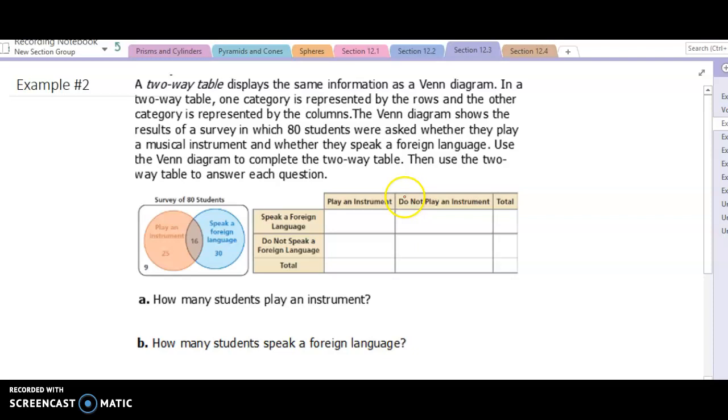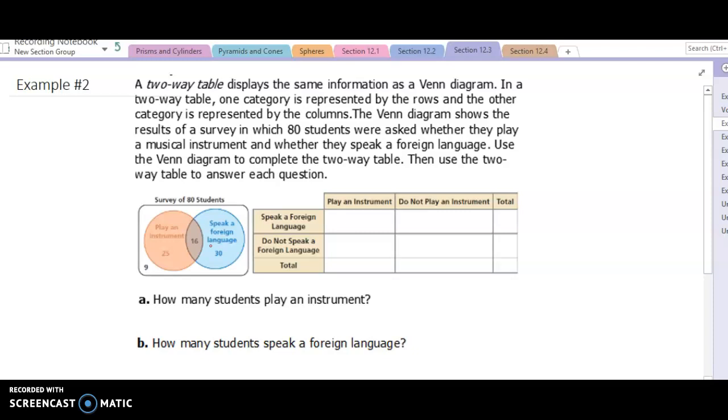All right, so let's look at example 2. Now, we're going to fill out this two-way table, and then we're going to answer some questions about it. Okay, so a two-way table displays the same information as a Venn diagram. Okay, so it does. It's just portrayed differently. In a two-way table, one category is represented by the rows and the other by the columns.